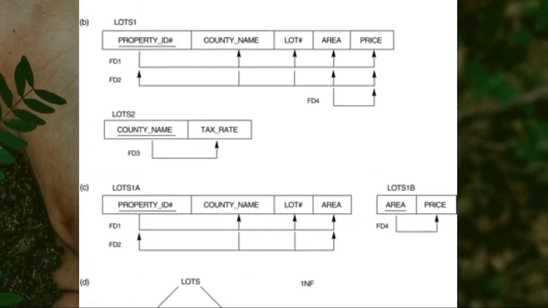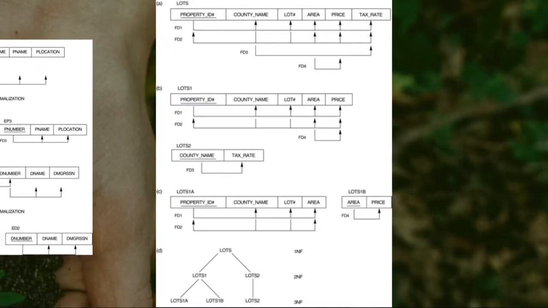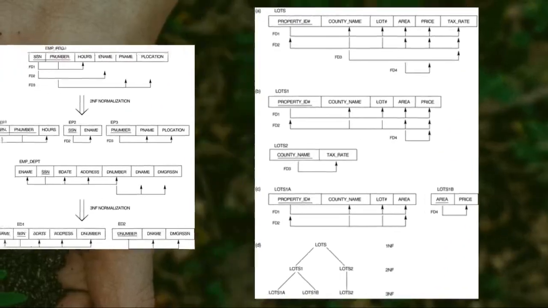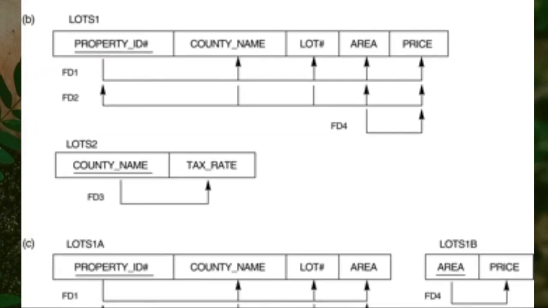Now we have to check whether this one is in 3NF. To decide that, we have another functional dependency, FD4, which says area determines the price. We can see that property ID determines the area, and also country name and the lot number determine area, and area determines the price. So this is a transitive dependency. FD4 is a transitive dependency, so we have to remove that one.